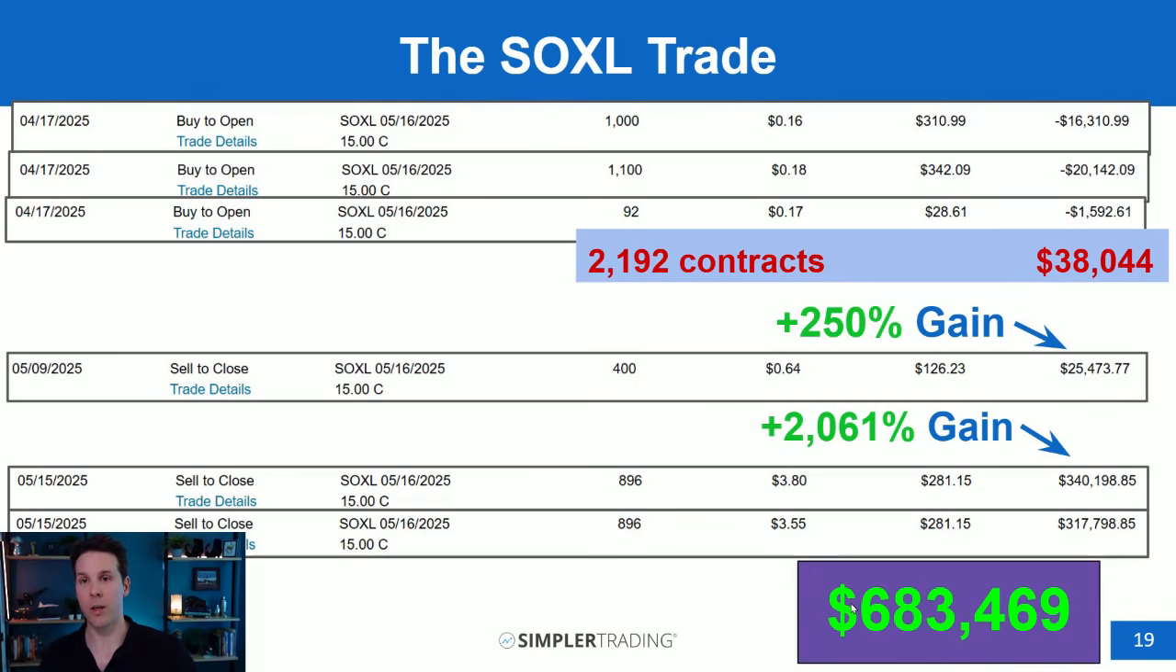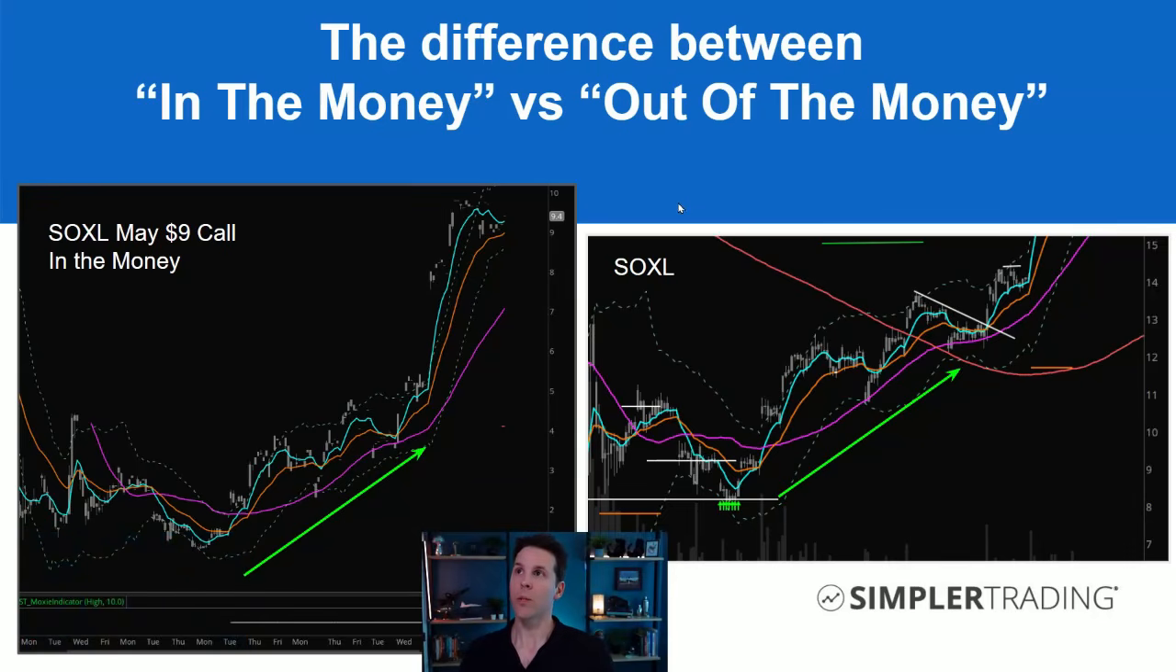Let me show you how that worked, because this is how I'm tying the 0DTE experiences and education that I've been learning into how this worked for even a swing trade. So the difference between in the money versus out of the money. This is the SOXL call. This is a $9 call. And if you notice, this is right where I took the SOXL trade. This is true for any stock, really. This is all going to be about the same behavior.